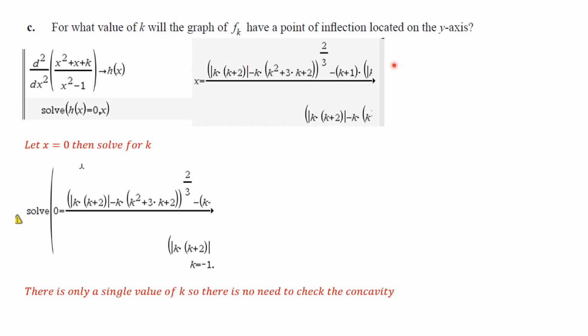Because it said located on the y-axis, that means x must be equal to 0. So the second step, you want to let x equal to 0, and then you solve for k. So k turned out to be negative 1. And because there's only one k value here, you don't need to check for the change in concavity.